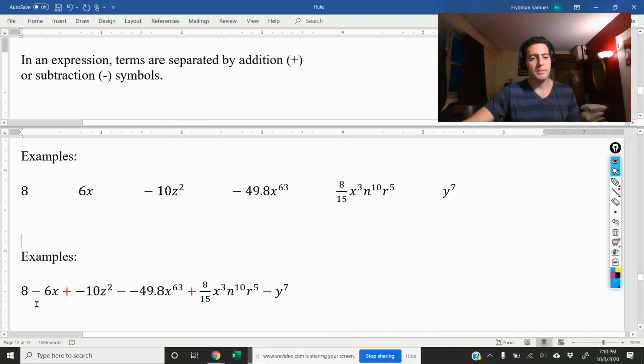So I have 8 minus 6x plus negative 10z squared minus negative 49.8x to the 3rd plus 8/15 x to the 3rd, n to the 10th, r to the 5th minus y to the 7th. So I just separated all of my terms with addition or subtraction.